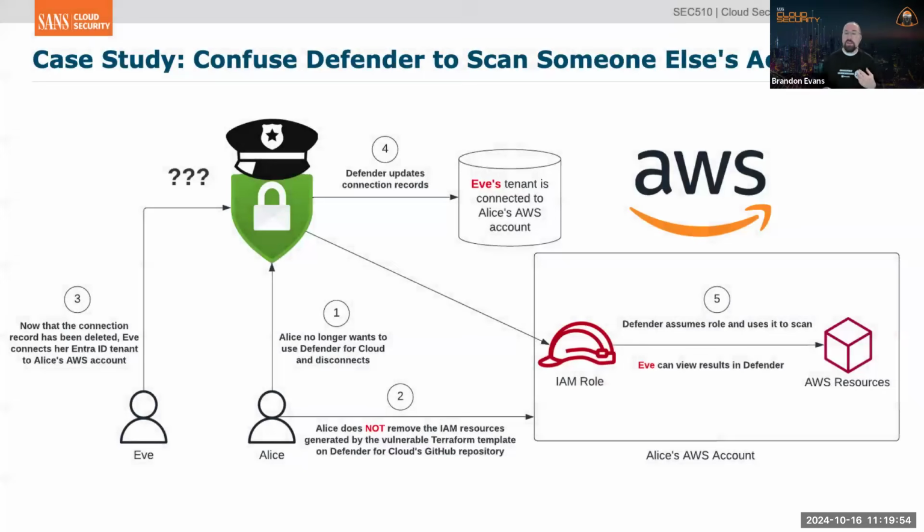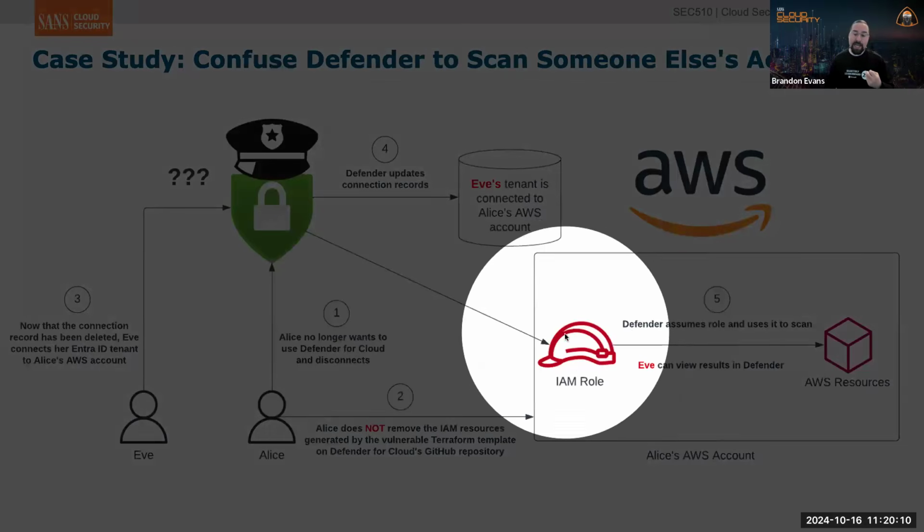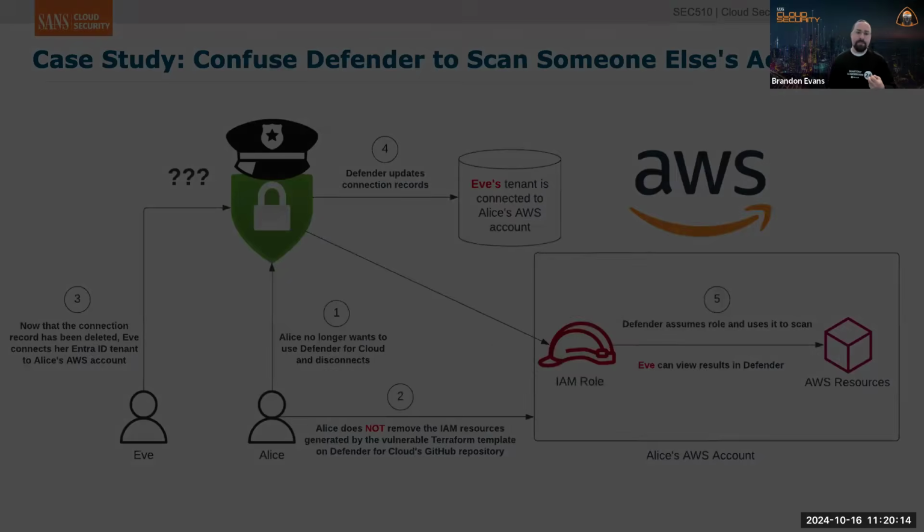And the reason why this was possible is, number one, that Microsoft Defender for Cloud allowed you to delete that record from the database and then recreate it from a completely different tenant, but also because the IAM role in Alice's account is not validating that this request was made on her behalf.